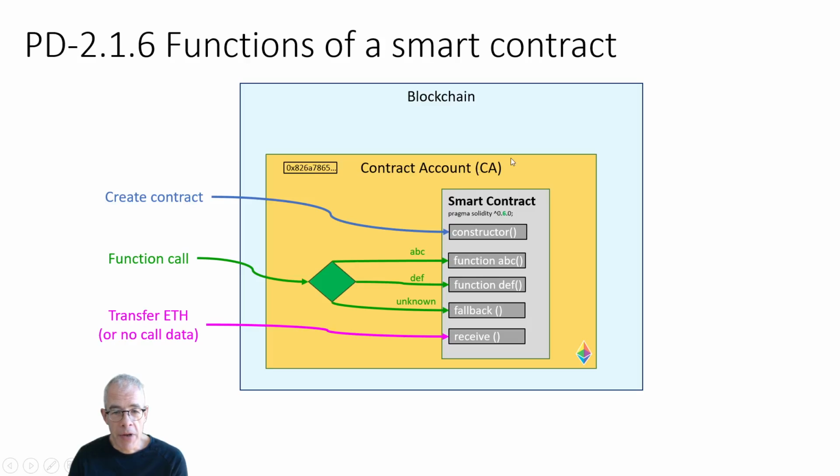So when we zoom in a little bit closer on the smart contract, you see the three things that can call a smart contract. So that's the creating, the function call itself, and the transfer of ETH. And within the smart contract, there are functions, and those functions are called based on how it's being invoked. So when you create a contract, there's also a function. It's called a constructor. That's the initial function of the smart contract, and you can use that to initialize variables or do whatever you want.